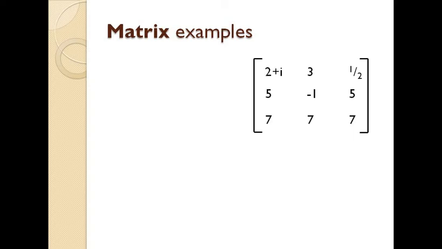Here you can see 2 plus i, 3, 1 by 2, 5 minus 1, 5, 7, 7, 7. So this is an arrangement of data in row and column format. You see that 2, minus 1, 5 and 7 are one column, 3, minus 1, 7 are another column, 1 by 2, 5 and 7 are the third column. Similarly, if you go by the rows, 2, minus 1, 3 and half are rows, and similarly there are 3 rows here. We can see some more examples.